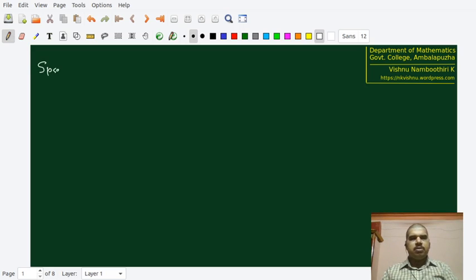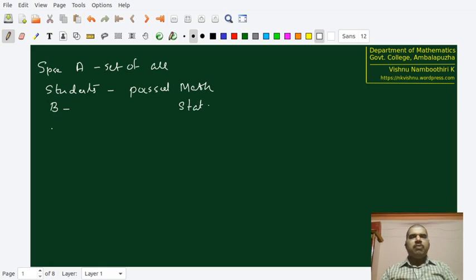Suppose that A is the set of all students in a class who passed in the subject mathematics, and B the set of all students who passed in the subject statistics. Suppose that we want to make a count of the elements who have passed in mathematics or in statistics. Precisely, we have to find the number of elements in the set A union B.